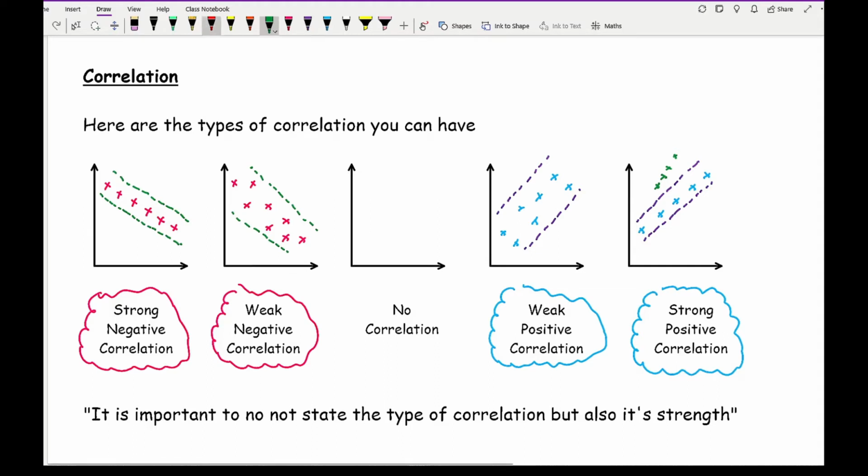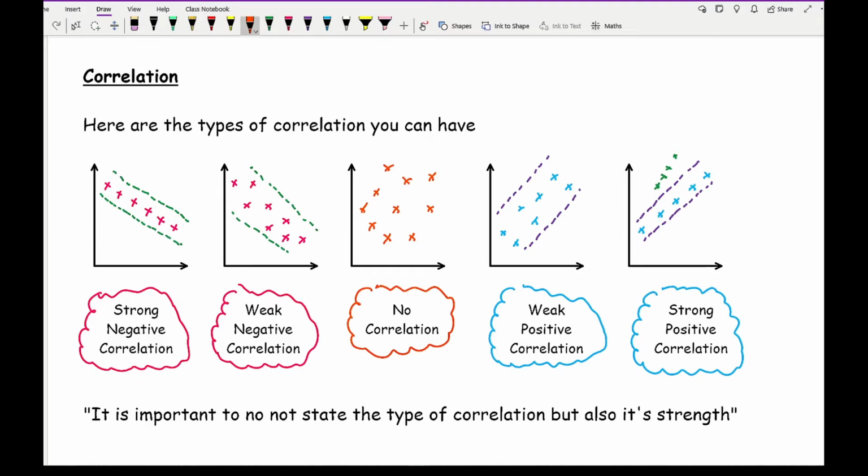Now, and this again is entirely possible, if your points are all over the shop, so all over the place, and don't quite make the formation of a line, then what you can say is that it's got no correlation. Now, when an exam question or a class question or a homework question asks you what type of correlation, it's always important to not only state what type of correlation, but also the strength of the correlation as well. And that's usually going to be worth an extra mark.